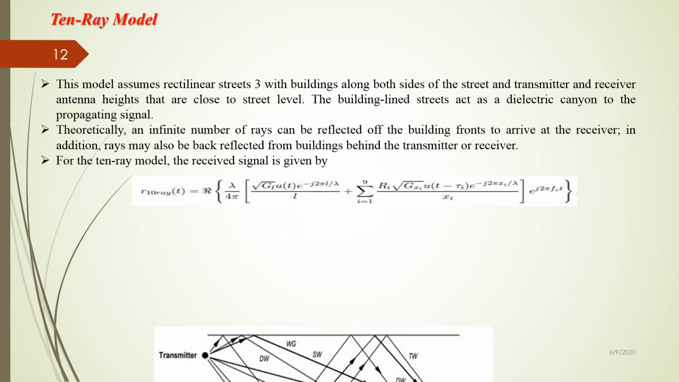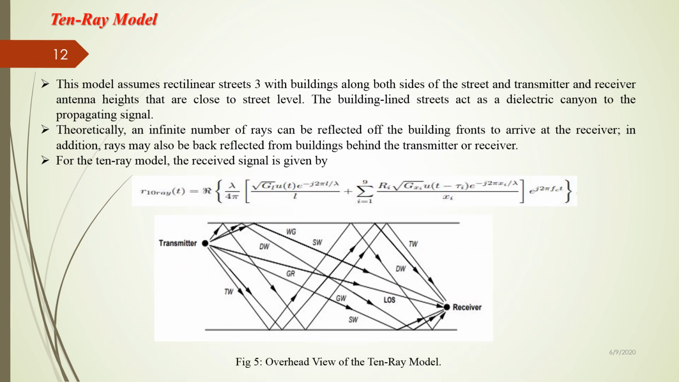So the 10-ray model. The 10-ray model is applied to transmission in an urban area. Typically 4 more rays are added to the 6-ray model. These incorporate paths with 1 to 3 reflections. Specifically, there is one line of sight, ground reflected, single wall reflected, double wall reflected, triple wall reflected, wall ground reflected, and ground wall reflected, where each path bounces on both sides of the wall.